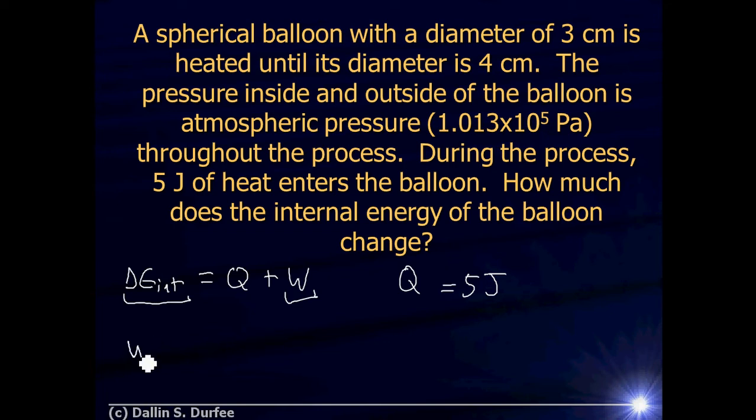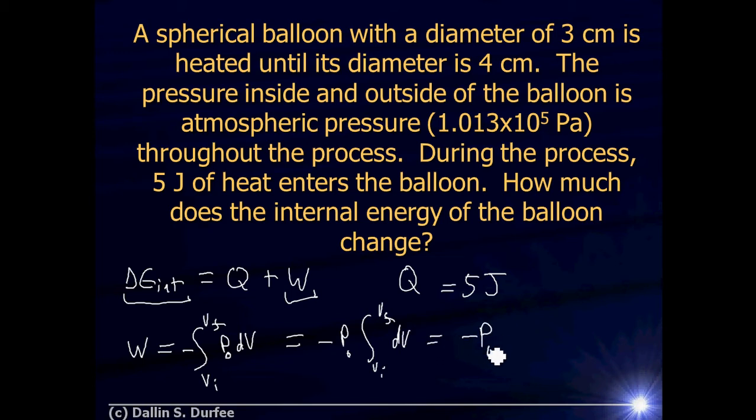Alright, well, we know that the work done is just negative the integral of pressure dV from initial volume to final volume. Alright? The pressure in this problem is constant. It's just atmospheric pressure, so that comes out of the integral, and we're just left with minus P naught, the integral from V initial to V final dV. That's an easy integral to do, so it's just minus P naught, V final minus V initial. So all we have to do now is find the initial and the final volumes.